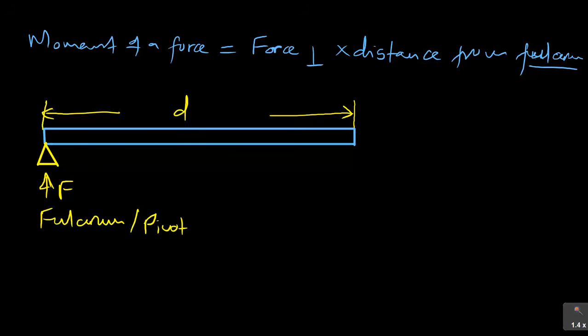So when you're saying force times distance from the fulcrum, you know the distance from this point, where you start, up to that point, and you multiply by the force that is applied at this point due to the support. We call that a moment of a force.